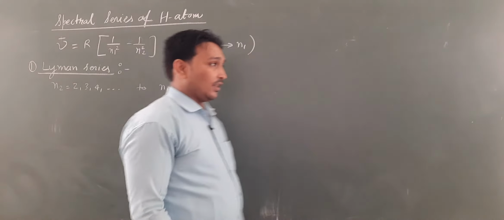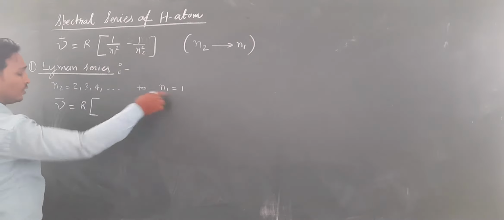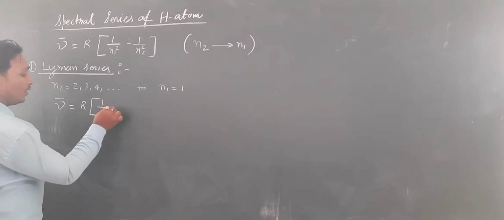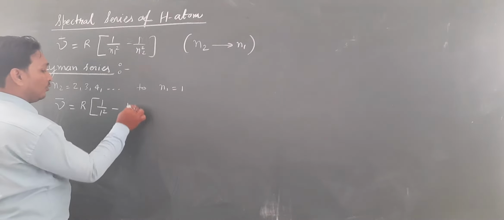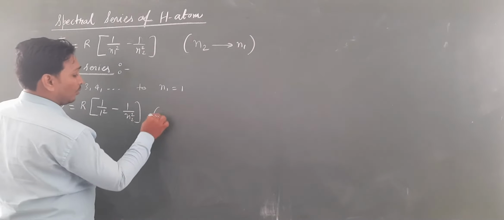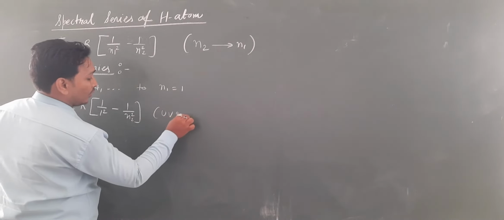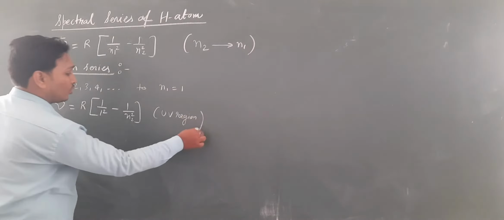In this case, if we calculate nu bar, then it is going to be R. n1 is fixed, which is 1, so 1 upon 1 square, minus 1 upon n2 square, as n2 is varying. This particular spectral series belongs to ultraviolet region. This is the first series we get.